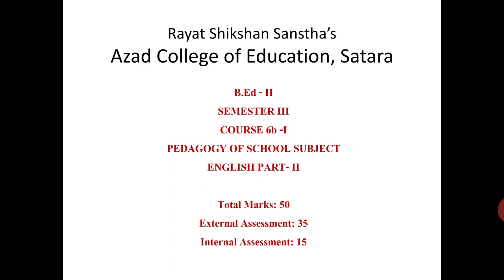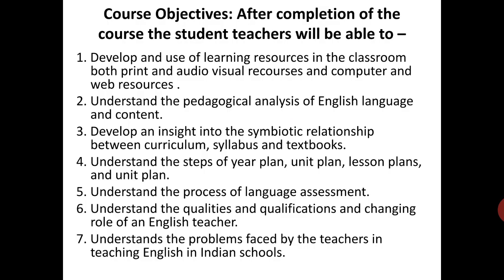Today we will discuss the course 6B1, which is for the B.Ed part 2, semester 3. The name of the paper is Pedagogy of School Subject English part 2. Students, this paper is for a total of 50 marks, out of which 35 marks are for the external assessment and 15 marks for the internal assessment. Now let us discuss the objectives of this course.